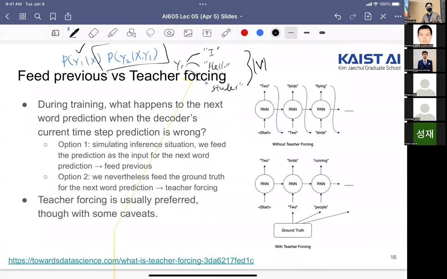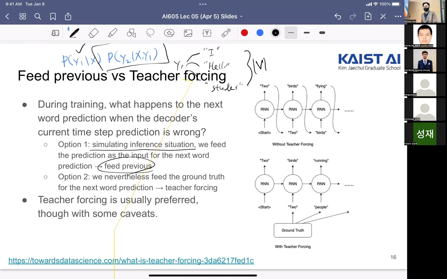When you are computing this loss, P of Y2 given X and Y1, you're just thinking about what Y1 you should give this model, and that Y1 can be either your model's prediction from the previous time step, or it can be the actual answer. That's exactly option one. We're simulating the inference situation: we feed the prediction as the input for the next word prediction. This is feed previous. If we instead feed the ground truth for the next word prediction, this is teacher forcing.